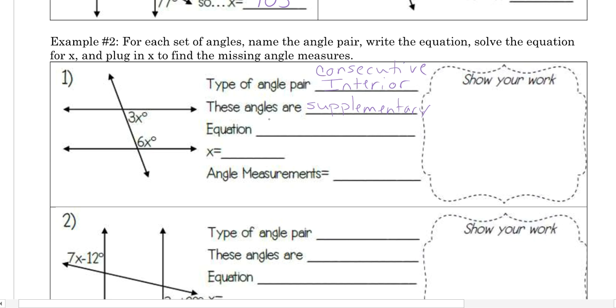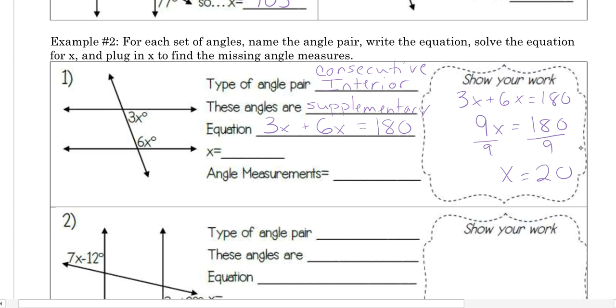So if I take one angle, which is 3x, and I add the second angle, which is 6x, if they are supplementary, they have to add up to 180. So 3x plus 6x equals 180. 3x plus 6x is 9x equals 180. Divide both sides by 9. We get that x is equal to 20.